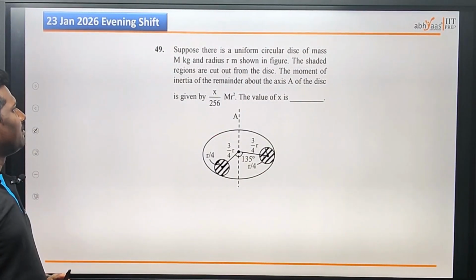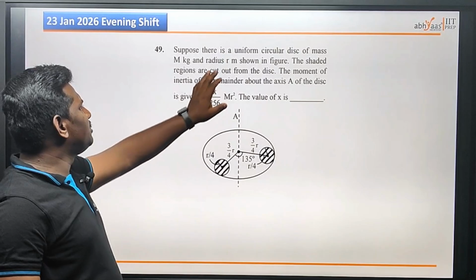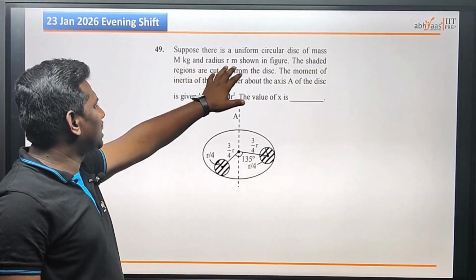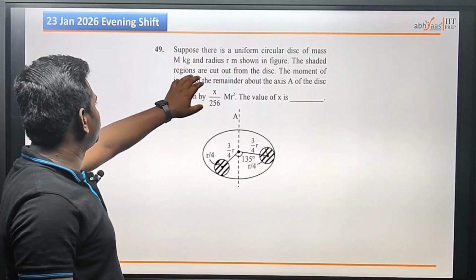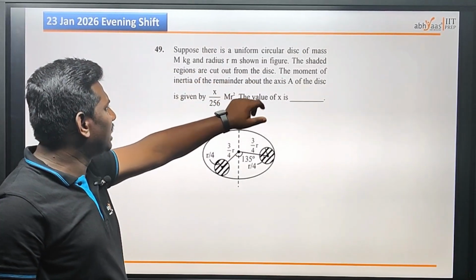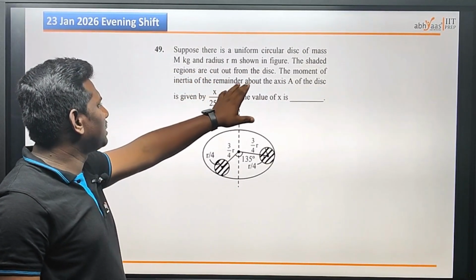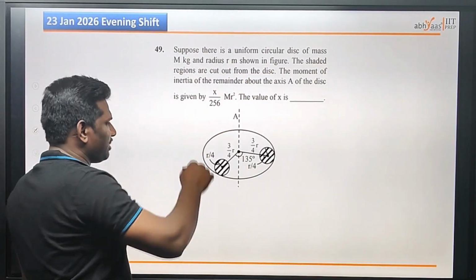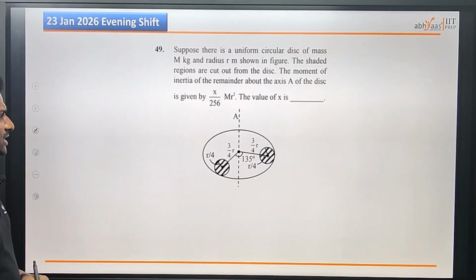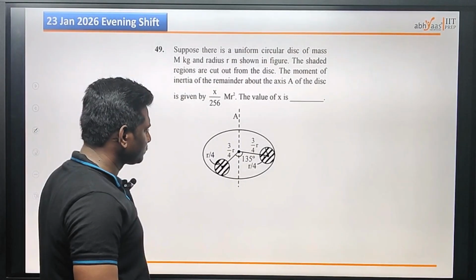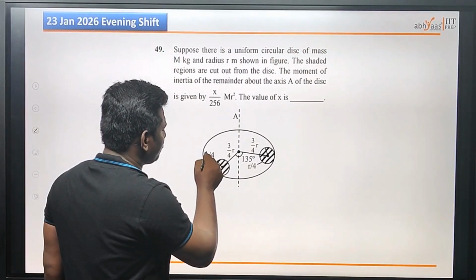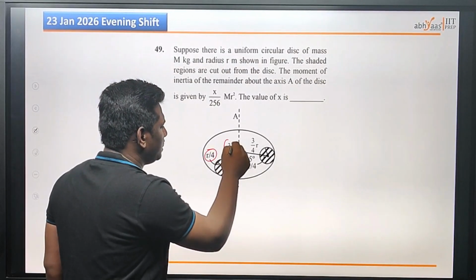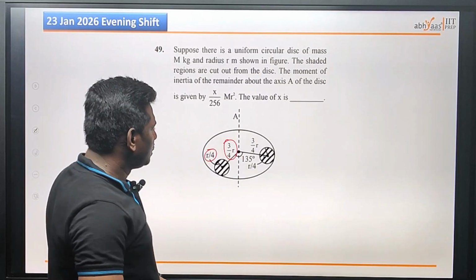Next, question number 49. Suppose there is a uniform circular disc of mass m kg and radius r meters as shown in the figure. The shaded regions are cut out from the disc. The moment of inertia remaining about the axis of rotation, that is A, is given by x by 256. So what is the condition here? This is our r by 4. Remaining we are having 3 by 4 times of r.